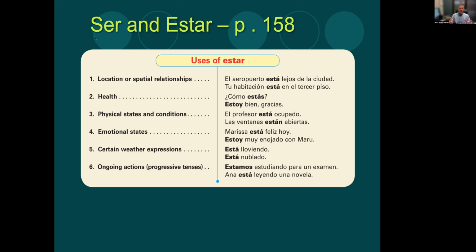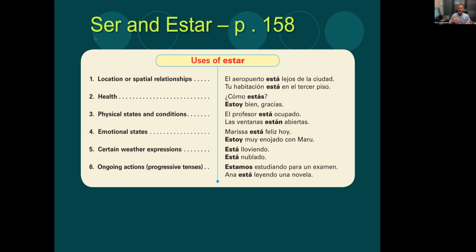So uses of estar, location or spatial relations. We learned that a couple weeks ago. We talked about al lado de, enfrente de, detrás de. So when you're relating two things, where the location is in relationship to something else. The examples, el aeropuerto está lejos de la ciudad. Tu habitación está en el tercer piso. You're telling where something is located in a spatial relationship. Número 2, health. ¿Cómo estás? Estoy bien, gracias.